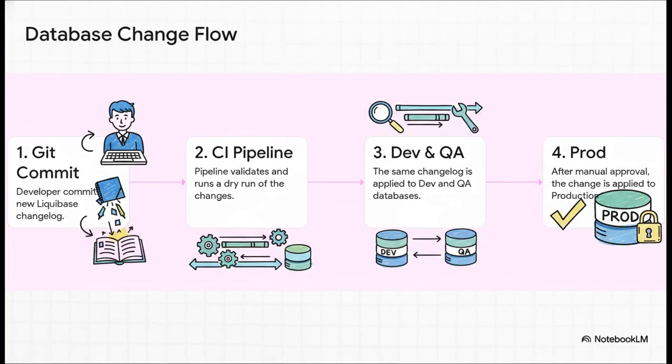So, it all kicks off when a developer commits a new change set to Git. That one action triggers the whole pipeline. The change gets automatically checked, validated, we do a dry run to see what's going to happen, and from there, it's just this smooth, predictable journey through dev, QA, and finally production.